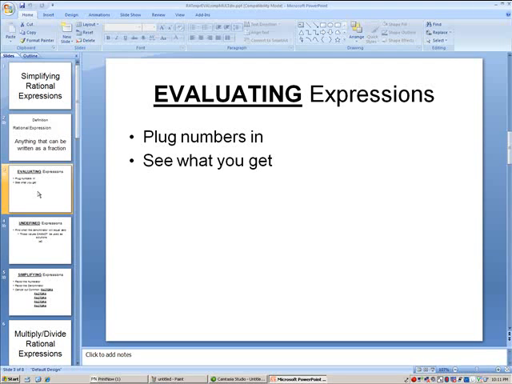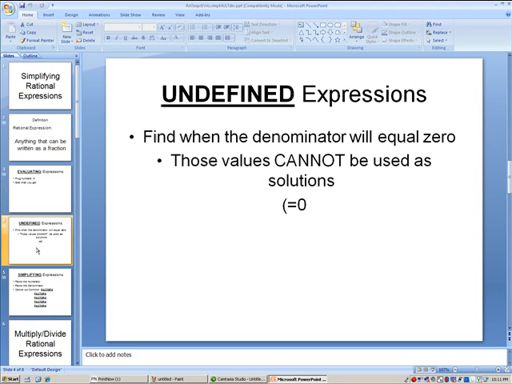But what you may not have talked about is you need to make sure that your expression is not undefined. And by that we mean you can never have a 0 in the denominator. That doesn't mean that the variable in the denominator can't be 0. It means the total of the denominator cannot be 0.